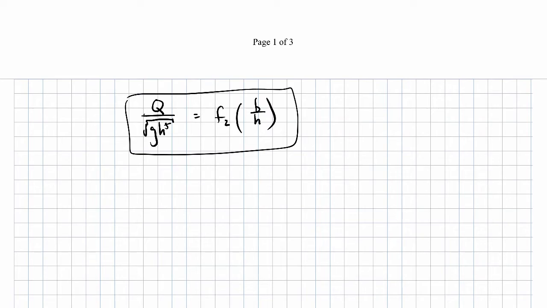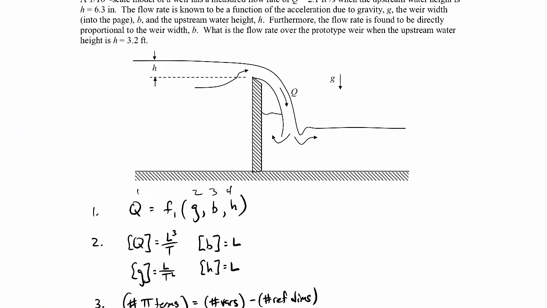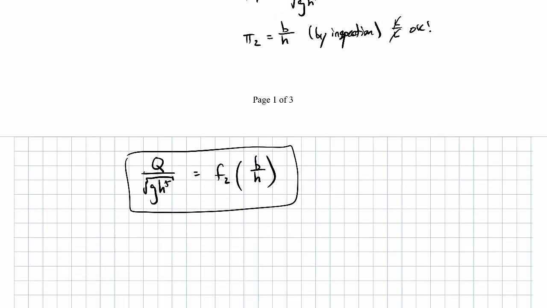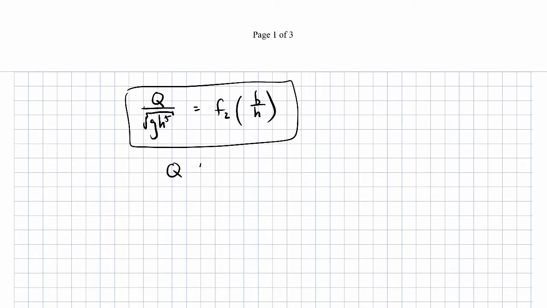Now we're also given one other piece of information in this problem statement. If you come back up here, you'll see that it says the flow rate is found to be directly proportional to the weir width b. Okay, so what that means is that the flow rate is proportional to b, right? So if I double b, then I double q. Well, that tells us now what that functional relationship should be. So this would come from some experimental study, for example, and that one piece of information tells us what that function should be. In order for q to be proportional to b, that function is just going to have to be a constant times b. So it'll look something like this.